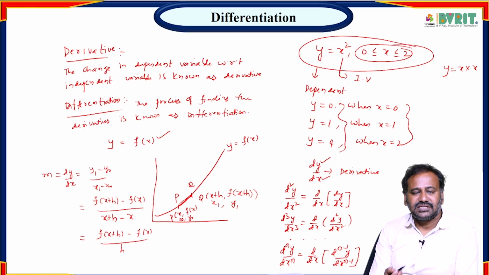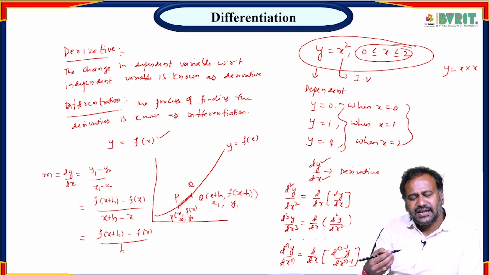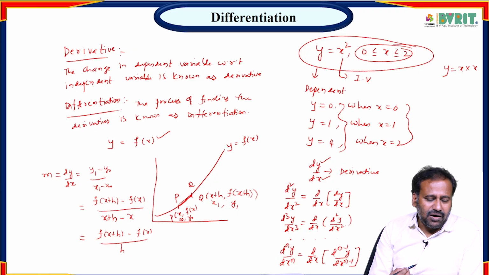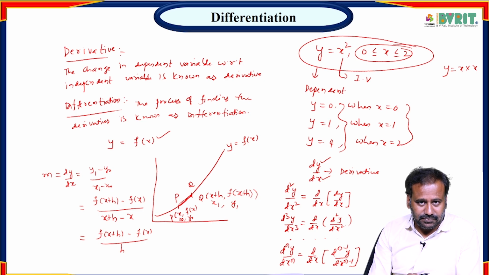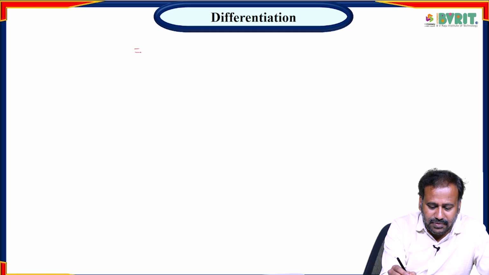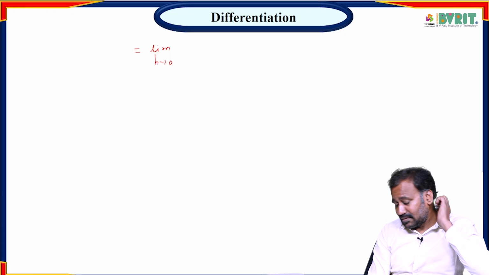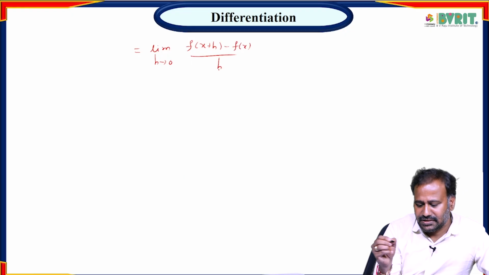Now without h, I cannot say anything here because I don't know the h value. This h is a very small value. When Q is approaching P, the h value will become very small, negligible, traveling towards 0, approaching 0. So next I'm going to write down limit h tends to 0 of f of x plus h minus f of x divided by h.